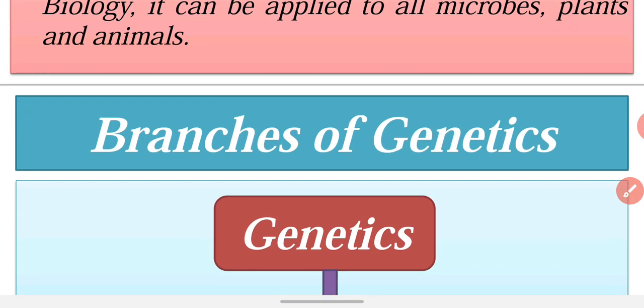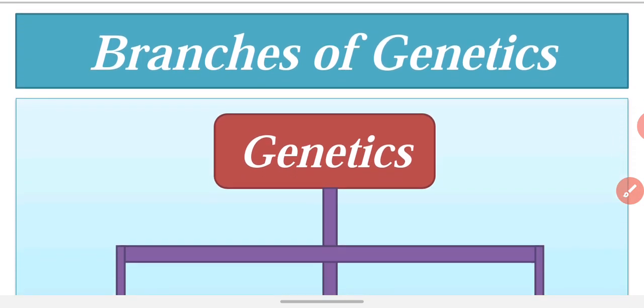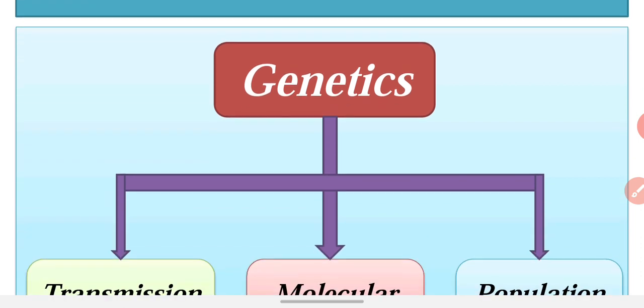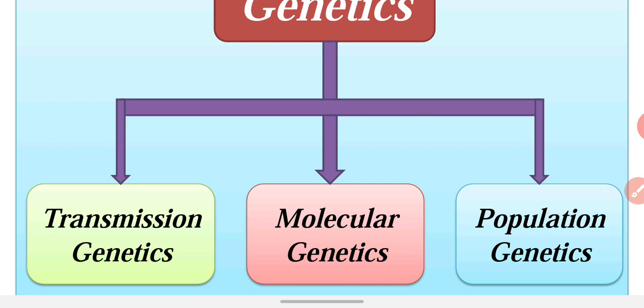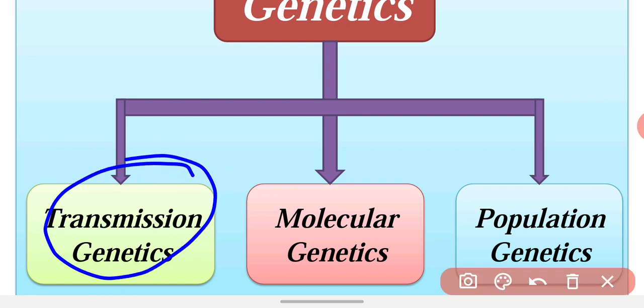In the next slide, I will discuss the branches of genetics. Basically, genetics is divided into three main branches. First one is transmission genetics. What is transmission genetics? It is also known as classical or Mendelian genetics. It is the oldest branch, dealing with the transmission of genes from generation to generation.